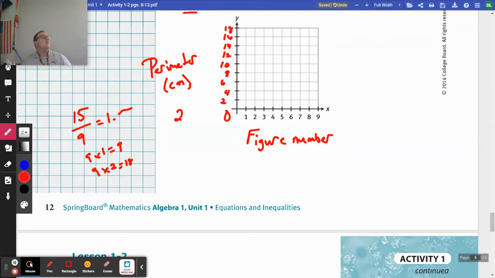Now, you can't start at 1 and then go to 3, 5, 7. You can't do that, okay?